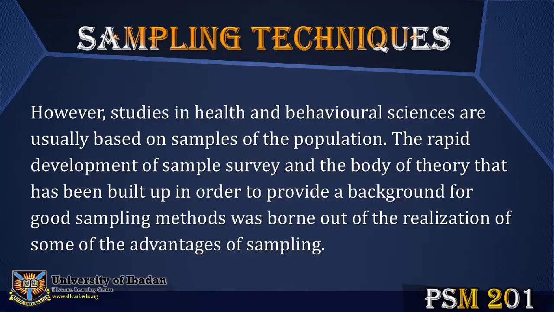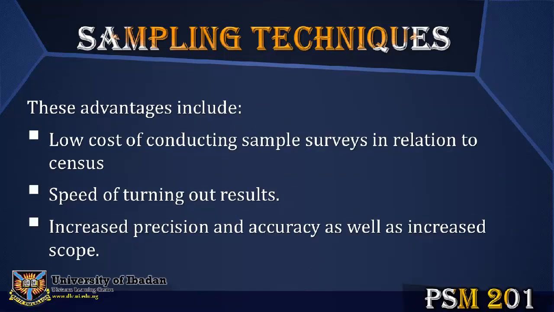The rapid development of sample survey and the body of theory that has been built up in order to provide a background for good sampling method was born out of the realization of some of the advantages of sampling. These advantages include low cost of conducting sample surveys in relation to census, speed of turning out results, increased precision and accuracy, as well as increased scope.